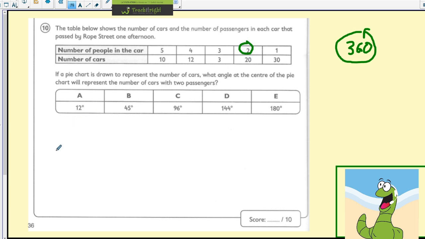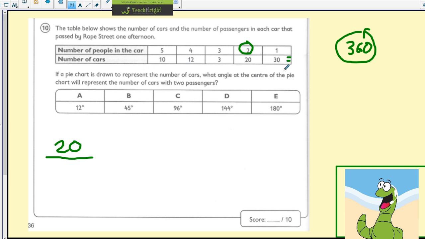And it's going to be the number of people, or number of cars I should say, sorry, is 20. But it's 20 cars out of how many? If I'm going to work out what fraction of the pie chart, you've got to remember guys, fractions, decimals, percentages, they're all linked. So if I know what a fraction is, I know what the decimal is, and I know what the percentage is. So there's going to be 20 out of this total.